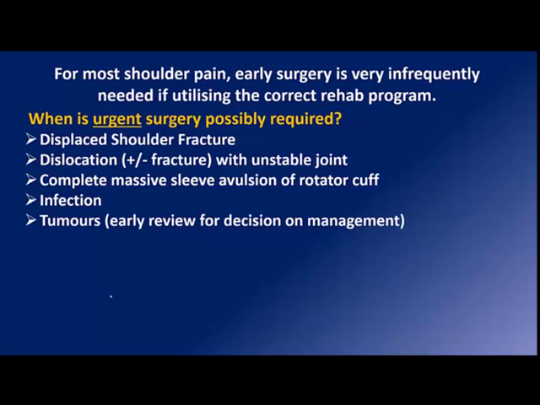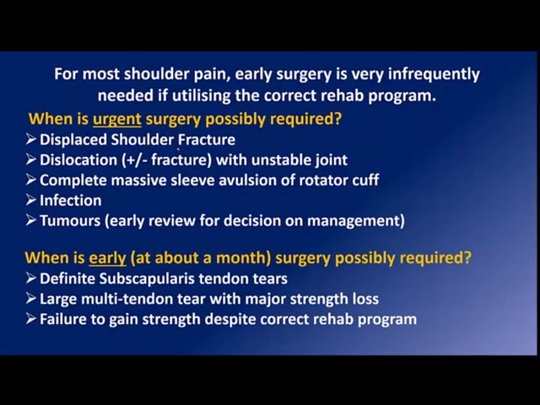For most shoulder pain, early surgery is infrequently needed, if using the correct rehab. So when is surgery possibly required? Well, clearly if there's a displaced fracture, if there's dislocation with an unstable joint, if there's a massive sleeve fracture, and this has got to be really massive, like the shoulder's almost sitting down by their lap, not just a large tear, and tumours obviously need early review. So there's very few that need to be urgently taken to surgery. Early surgery, maybe in about a month or so.